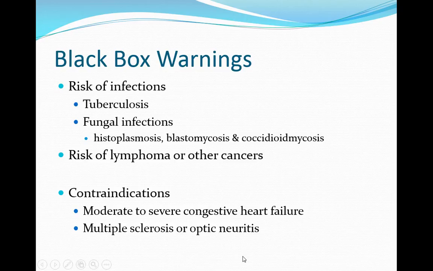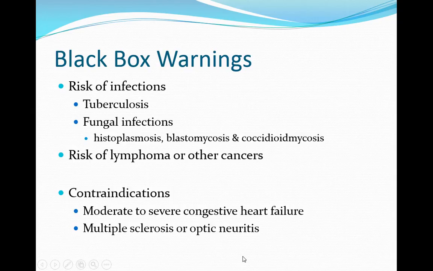So on your handout, you'll see DMARDs. You'll see the biologic agents. What are our black box warnings with the biological agents, particularly the tumor necrosis factors? All biological agents have the risk of infections. You have to really watch the patient for the development of tuberculosis, and you also have to watch for fungal infections. The other big risk is the risk of cancers, primarily lymphomas. All right? So if your patient is at risk for these, you may or may not pick a different therapy.